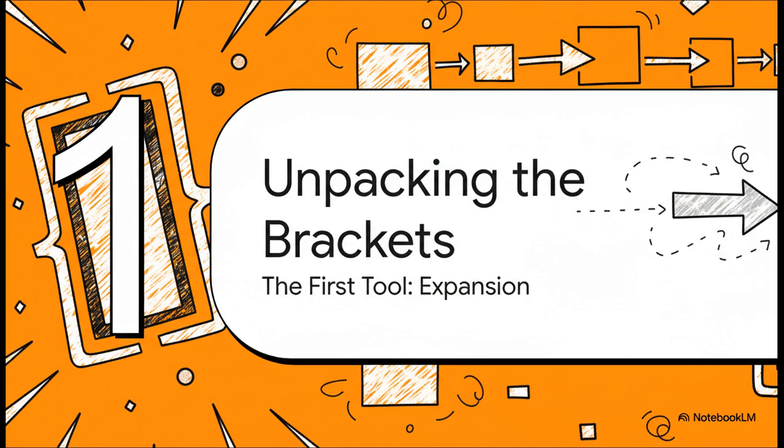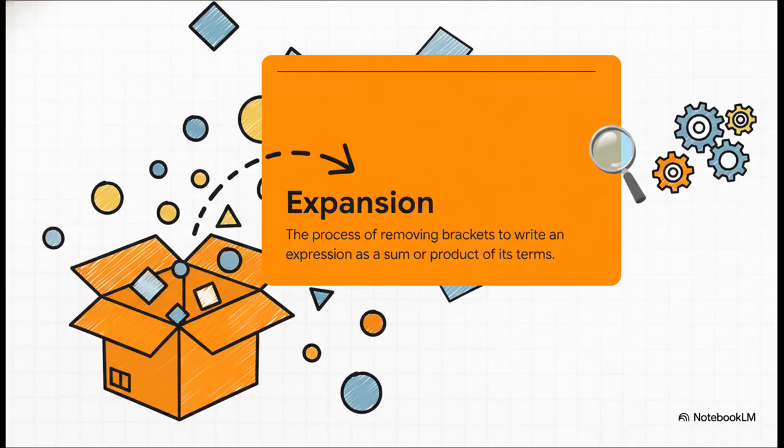The very first step to tidying this whole thing up is using a tool called expansion. And really, you can just think of it as unpacking the problem. So what is expansion? It's basically the process of getting rid of those brackets. It's kind of like when you get a package and you unpack the box. It lets you see all the individual little pieces you have to work with. You lay everything out on the floor before you can start putting it all together.